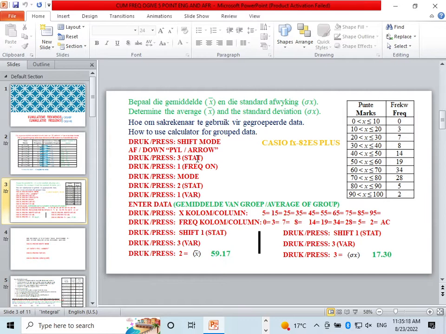We are going to first find the mean. You know how to do that? That's the second one there. So you press shift and 1 to get to stat. Then they say press 3, but you see on your calculator VAR is 4. Just change it on your page there.